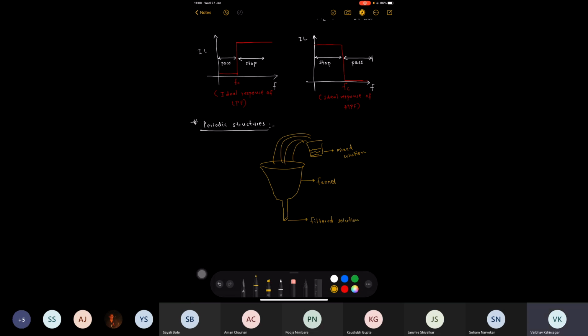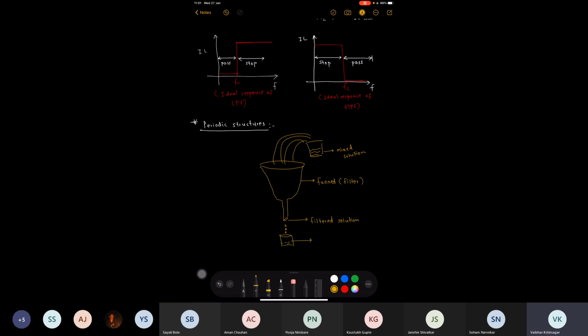Okay, so this is a real life example of how the filtering process or the filtering operation takes place, right? So what is the funnel I have shown here utilized for? This funnel is a filter device, remember. The funnel is acting as a filter device, and this filter is used to filter out a specific part of that mixed solution and to separate out a certain specific component.